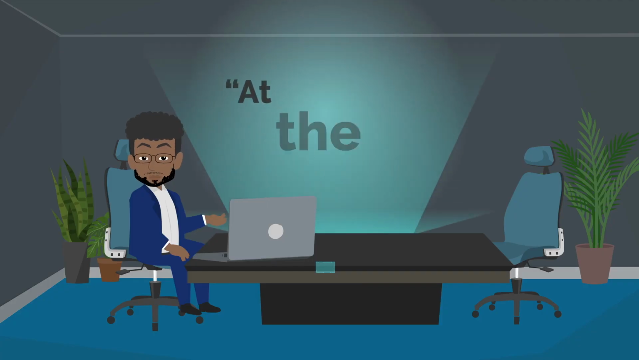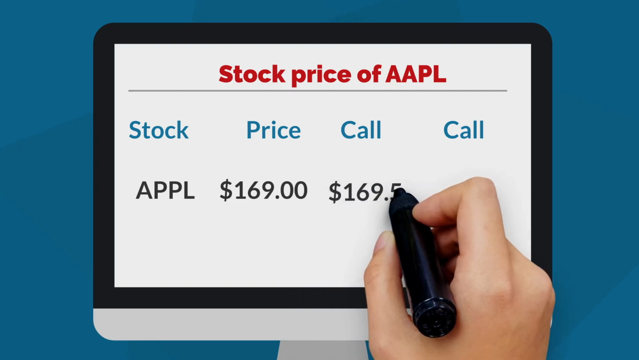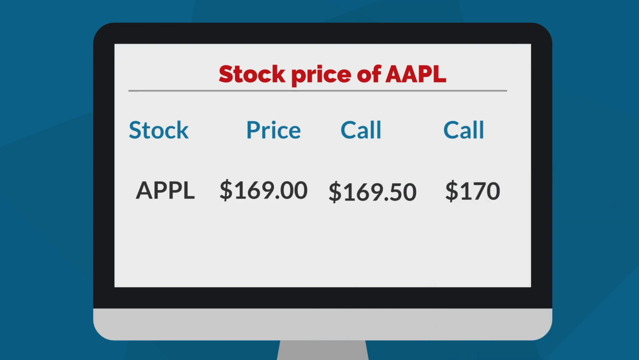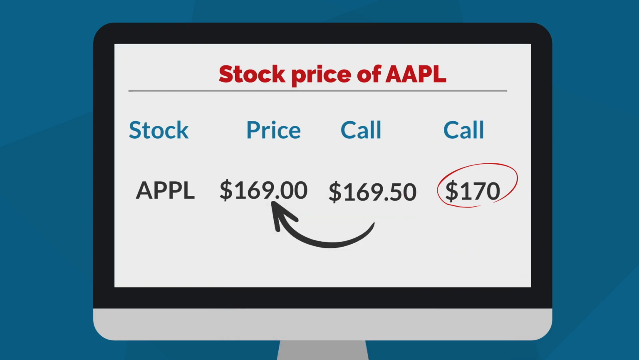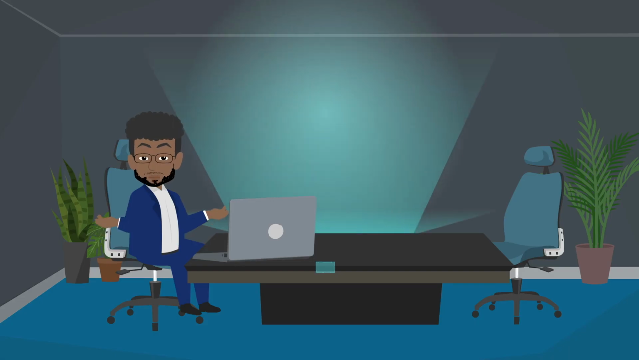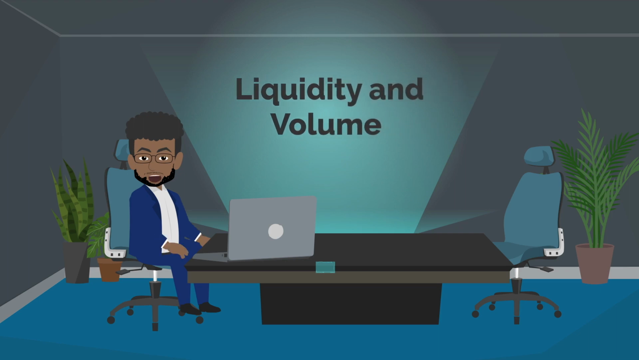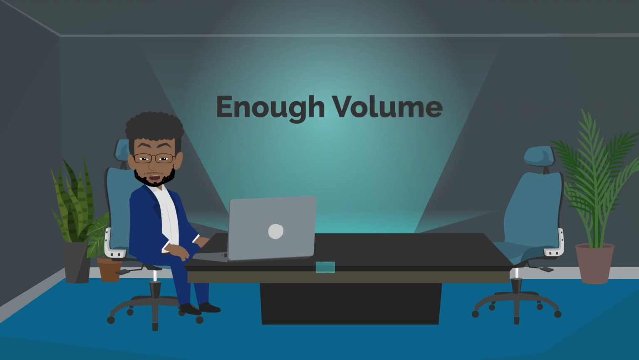What do I mean by at the money contracts? Say the stock price of Apple is at 169 and I'm looking to play an upside break. On the option ladder, there is a 169.50 call or a 170 call. I'm more likely to go and pick the 170 calls. Even though the 169.50 is closer to being an at-the-money contract, over the years of trading, I tend to notice there's more liquidity and volume on the whole number options as opposed to the half contracts. I want to make sure there's enough room and enough volume on the day.